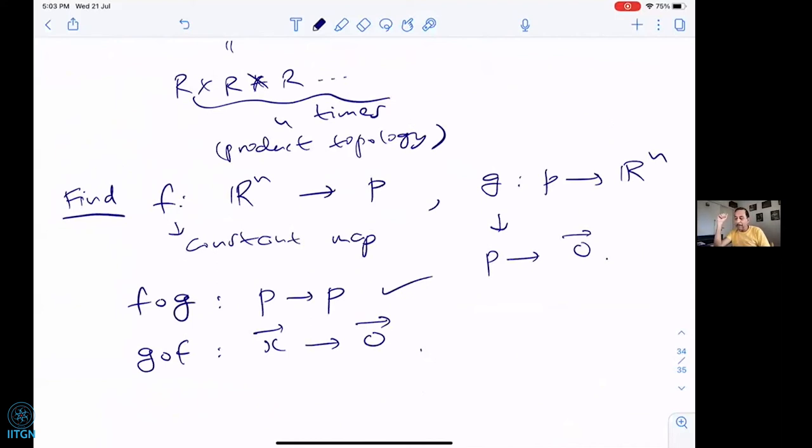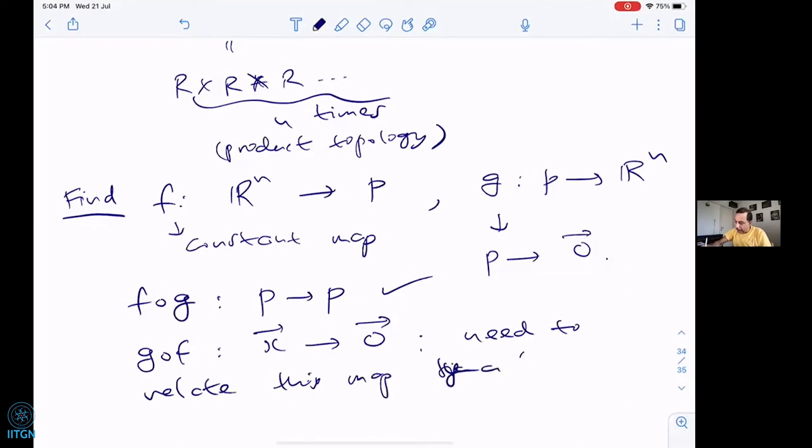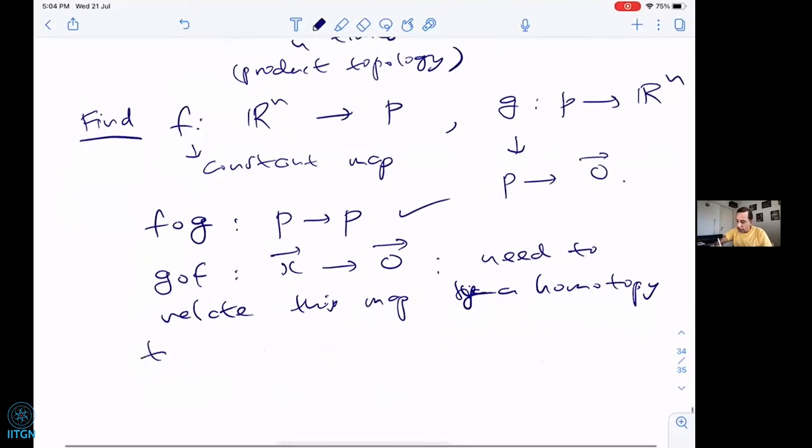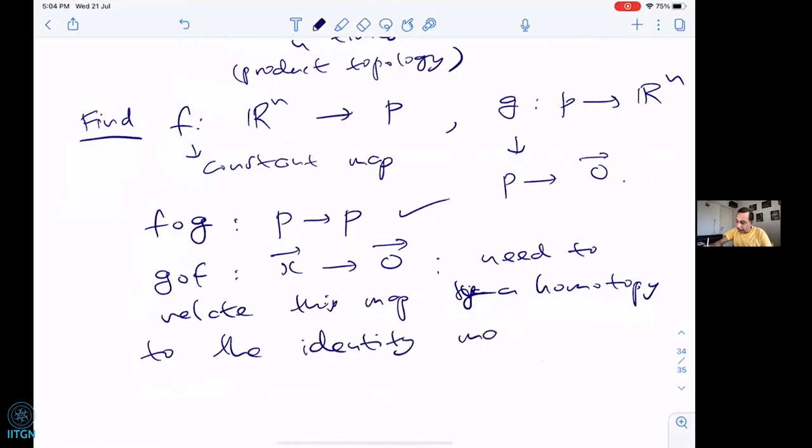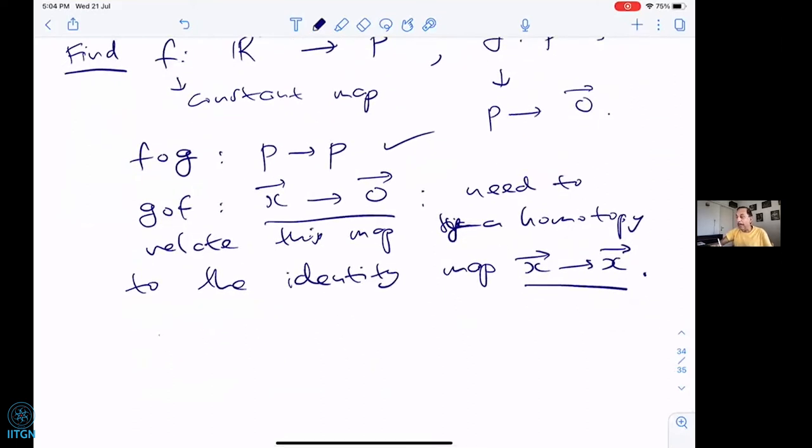Now is there a continuous map, by introducing a new time parameter, which relates it to the identity map, which maps every point in Euclidean space to itself? So here we need to relate this map by a homotopy to the identity map, X going to X. So X going to zero and X going to X, are these related by a homotopy? What should the homotopy be? It should be a map, I think I called it capital F, of X as well as a time type of parameter T, such that when T is zero, I get the constant map, and when T is one, I get the identity map.